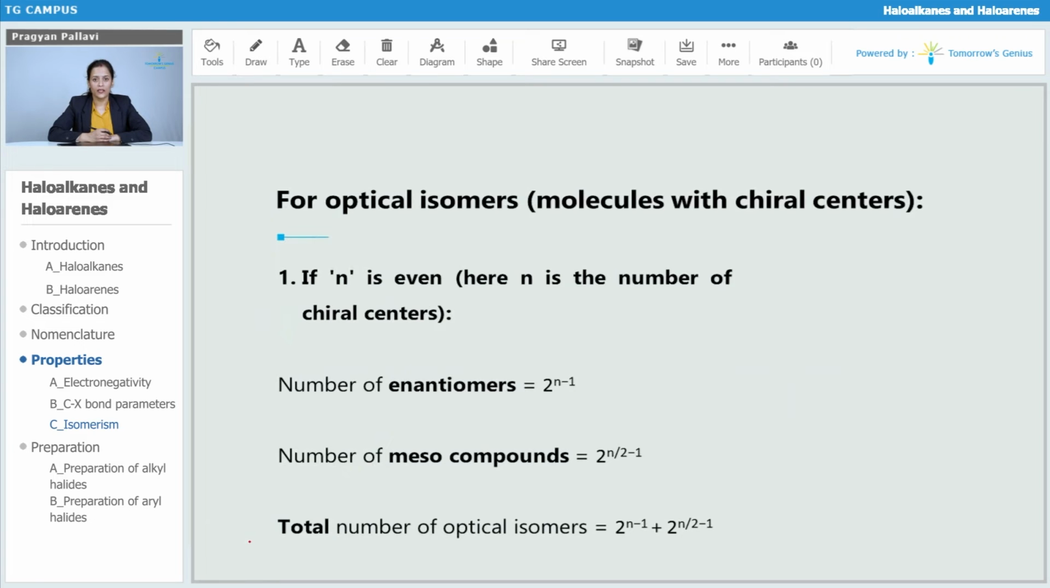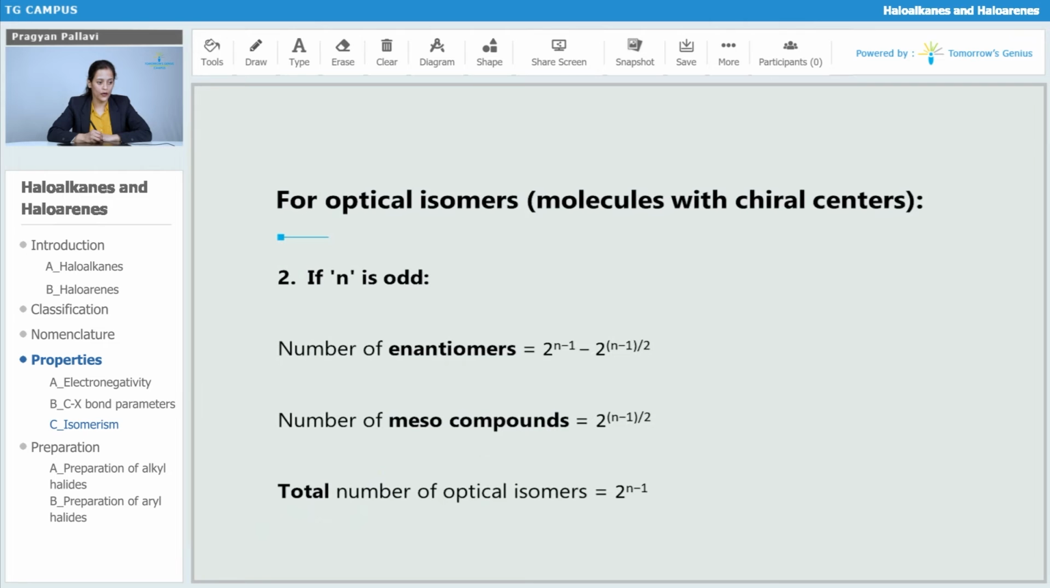So let us see what the criteria are for optical isomerism. If n is even, where n is the number of chiral centers, then the number of enantiomers is calculated by the formula 2^(n-1), and the number of meso compounds is calculated by 2^(n/2-1), and the total number of optical isomers is 2^(n-1) plus 2^(n/2-1). So these are the formulas by which we can calculate the number of isomers.